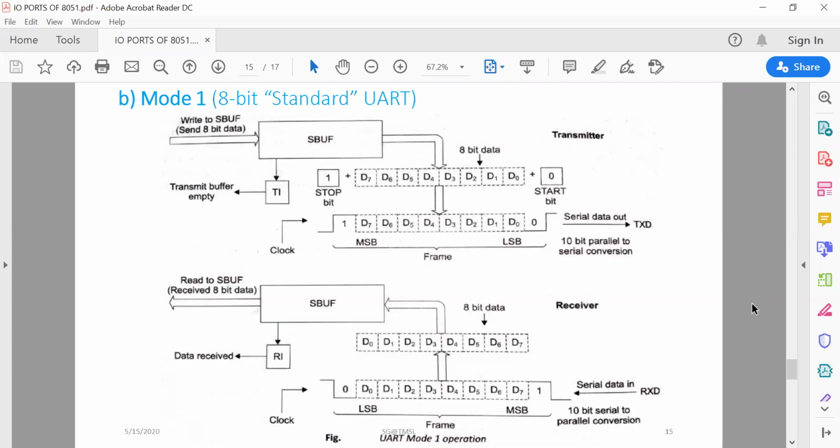Now in case of transmission, what happened? This is for the transmission section, transmission.